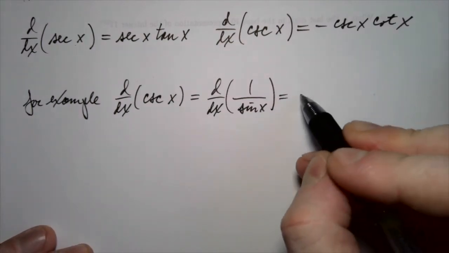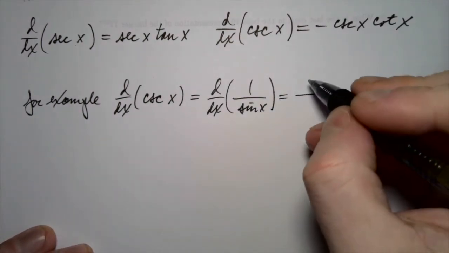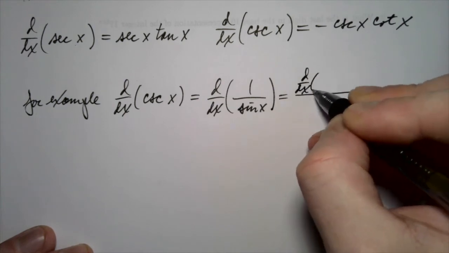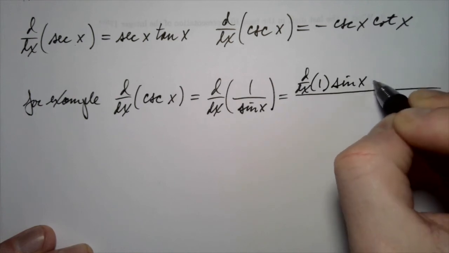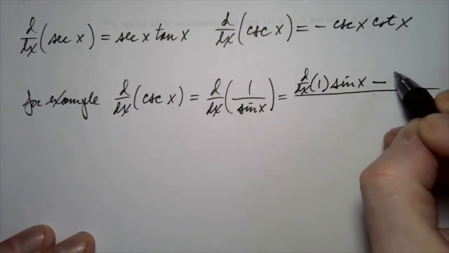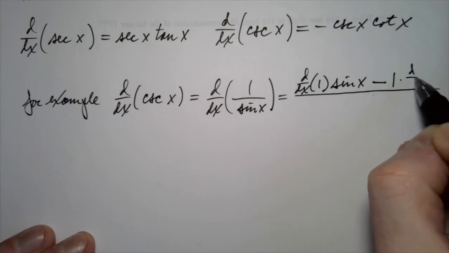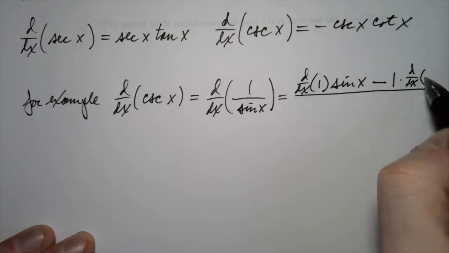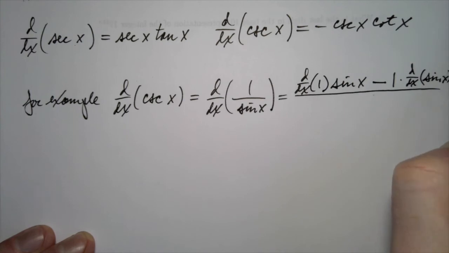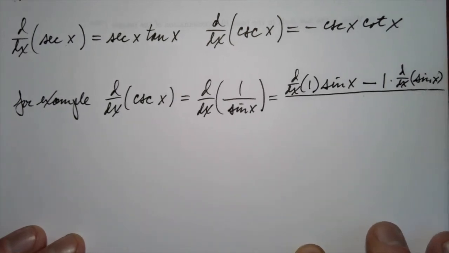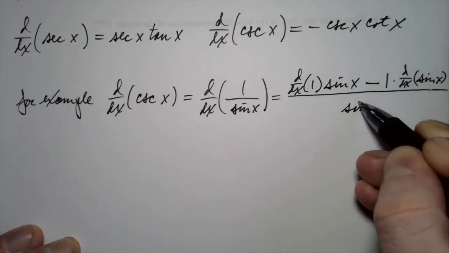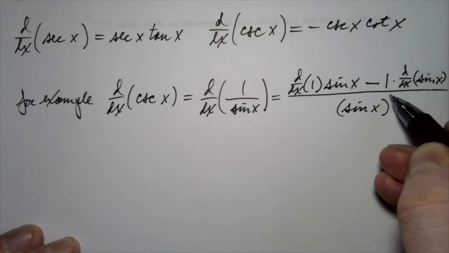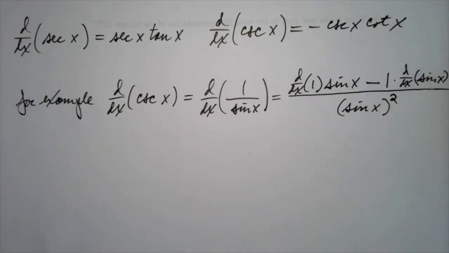What do we get? Well, it'll be a big fraction. We'll be taking the derivative of the top, that's 1, times the bottom, minus the top, that would be 1, times the derivative of the bottom, sine of x. All right, that is the numerator in the quotient rule. The denominator is the bottom function, sine of x squared.